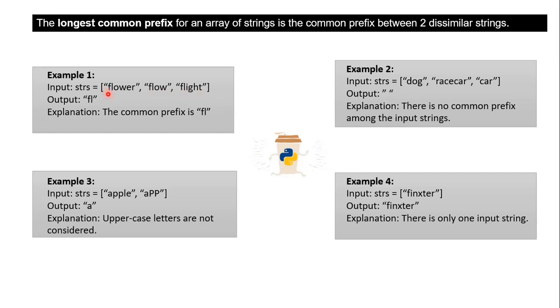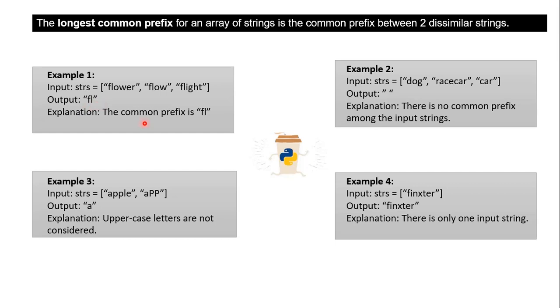Now you might be wondering, why not FLO? The reason for this is, though FLO is present in the second string, in the third string, as you can see, it is FLI. Therefore, FLO is not the common substring in all the cases. That is, you have to consider all the strings in the given array. Therefore, in this case, FL is the longest common prefix.